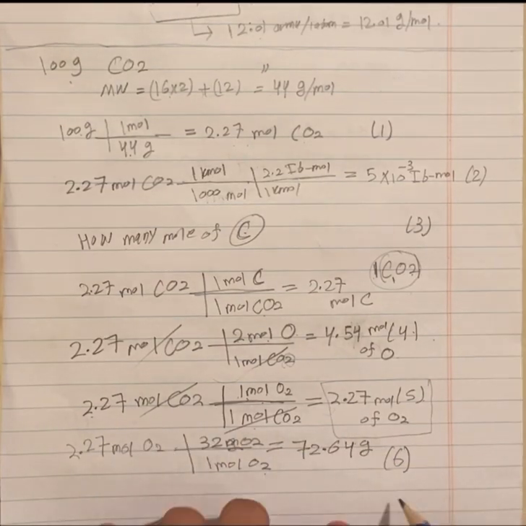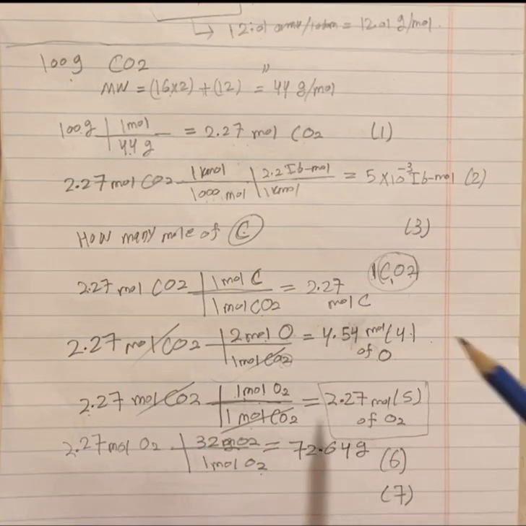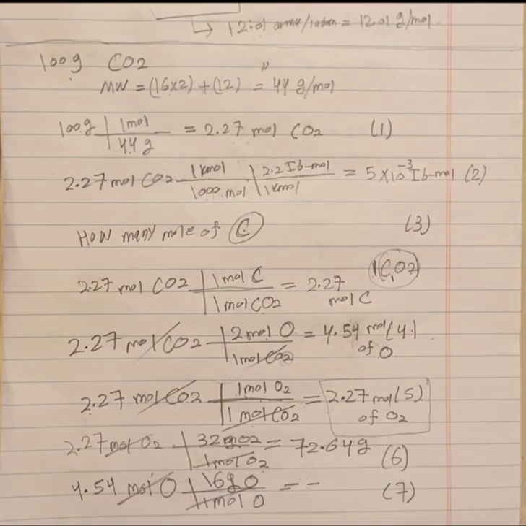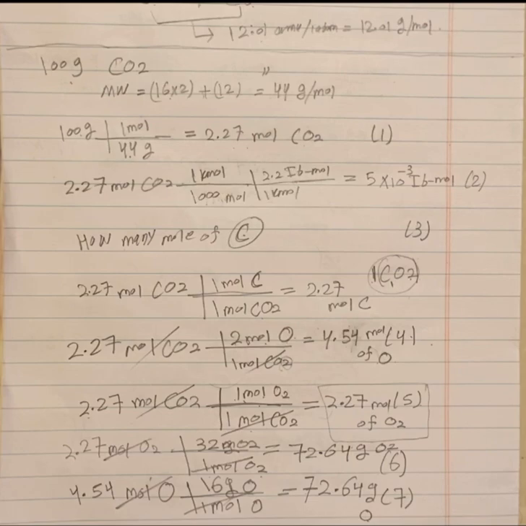If you want to find gram of oxygen atom, then you will use moles of oxygen atom. 4.54, you know that 1 mole is equal to 16 gram of oxygen. Cancel. 72.64 gram of oxygen atom. Here gram of O2.